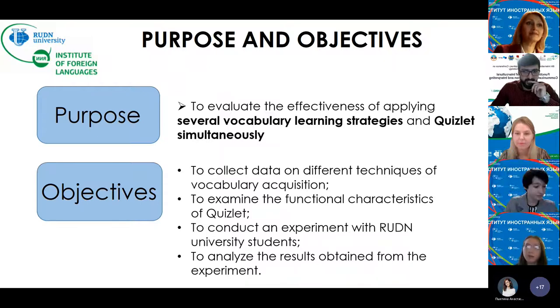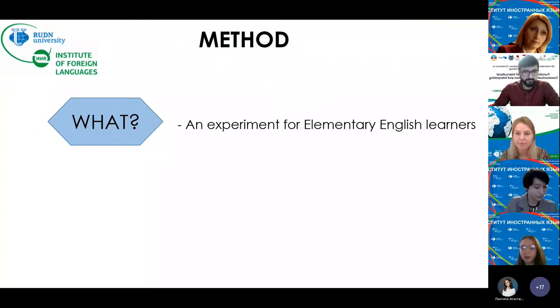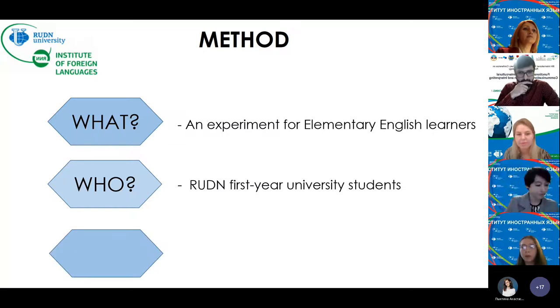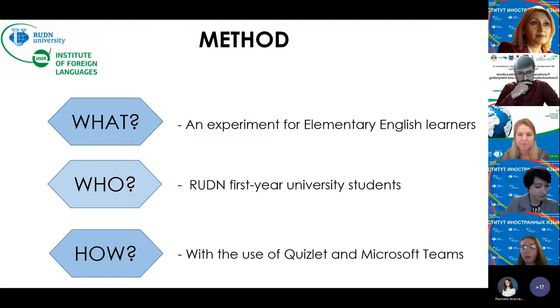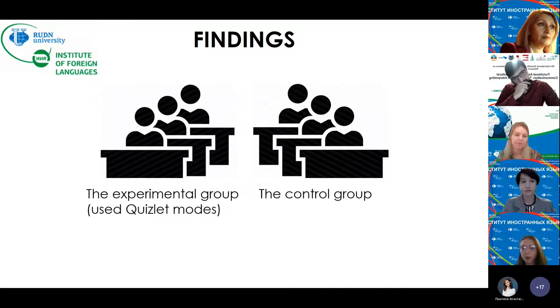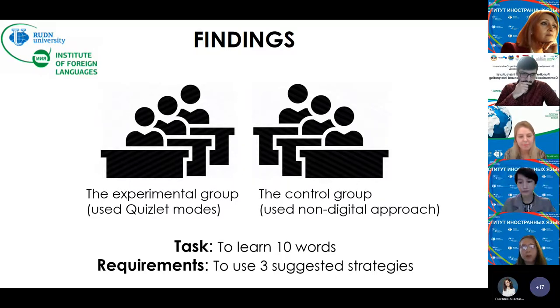Okay, so speaking about the methods, an experiment has been conducted with RUDN first-year students who speak English at elementary level. The experiment has been carried out online with the use of the platform Quizlet and Microsoft Teams. The students have been allocated into two groups, the experimental group and the control one. Both groups have been given the same learning objective, to memorize 10 words within one study session. During the study session, the students in both groups have been required to utilize pre-selected vocabulary learning strategies.